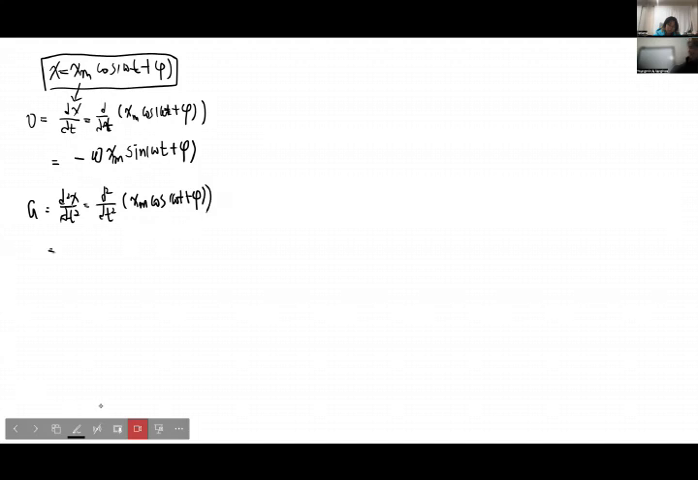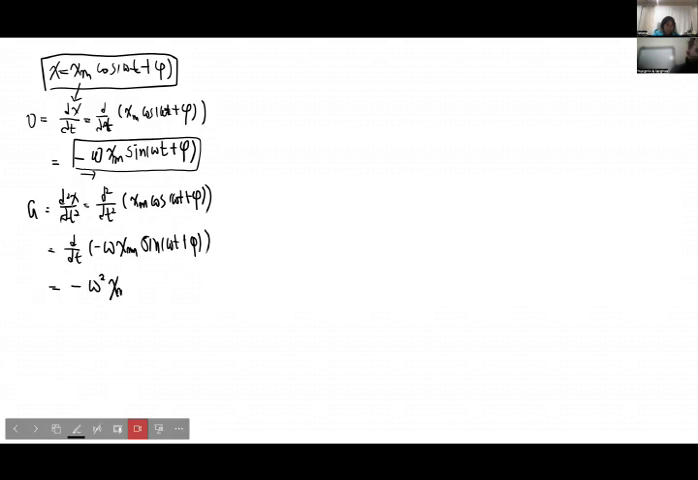Actually you need one more differentiation of the velocity v. So that would be d over dt of minus omega xm sine omega t plus phi. So that should be minus omega squared xm cosine omega t plus phi.